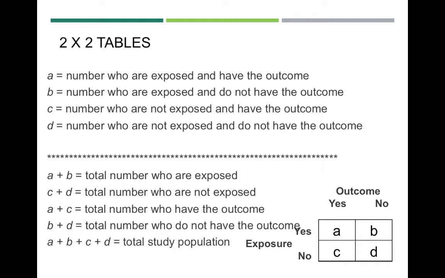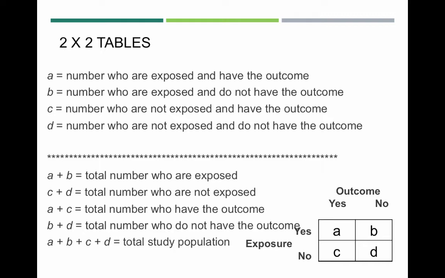We can also add the cells together. So if we add A and B together, that tells us the total number of people who are exposed. Similarly, C plus D is the total number who are not exposed, A plus C is the total number who have the outcome, and B plus D is the total who do not have the outcome.